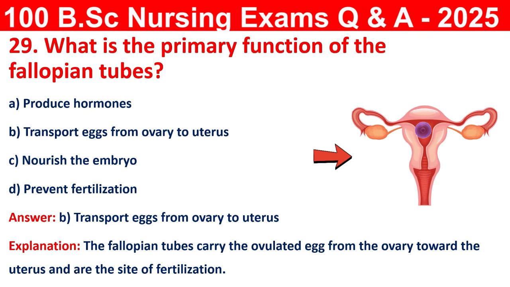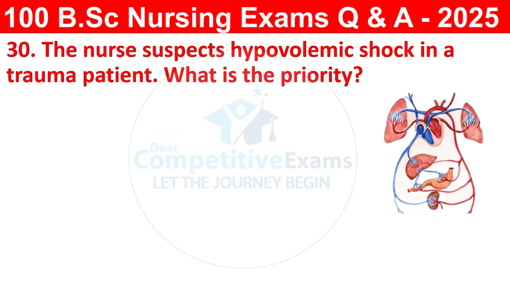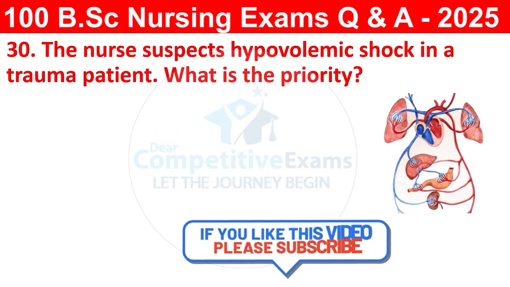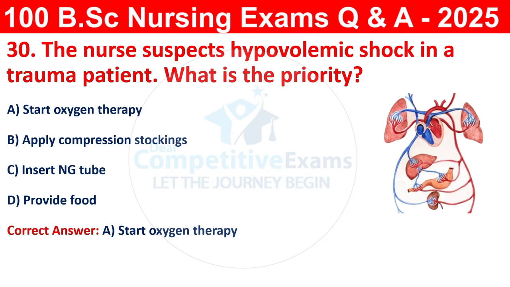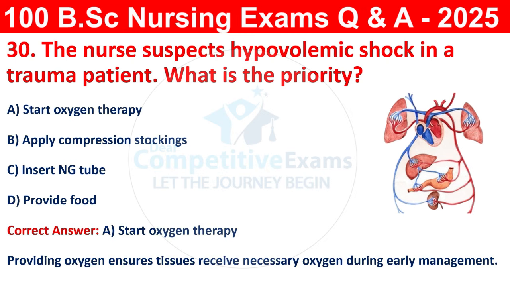Question number 30. The nurse suspects hypovolemic shock in a trauma patient. So what is the priority? Your options are start oxygen therapy, apply compression stockings, insert NG tube, or provide food. The correct answer is A, that is start oxygen therapy. Providing oxygen ensures tissue receive necessary oxygen during early management.